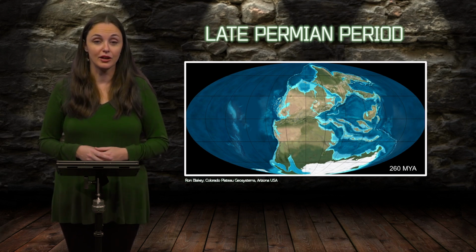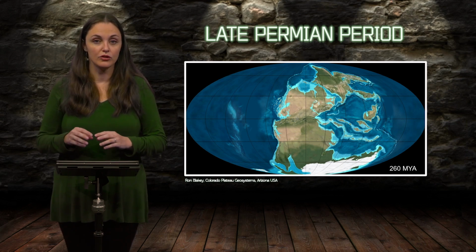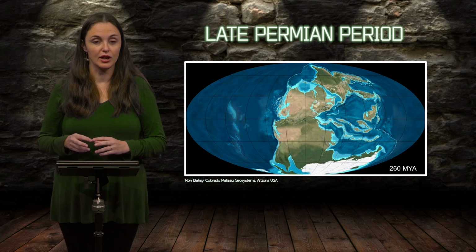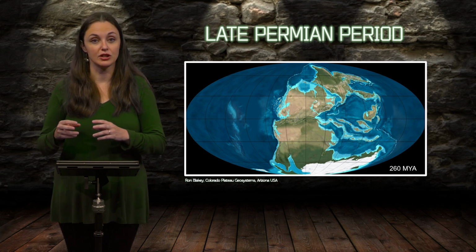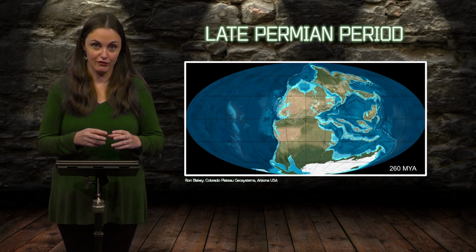This was the great supercontinent Pangaea, the most recent supercontinent on Earth. With the formation of this supercontinent, you get all of these changes in climate, and with these changes in climate, you get all of these changes and potentially mass extinctions in life.